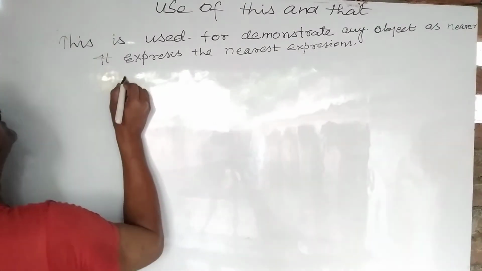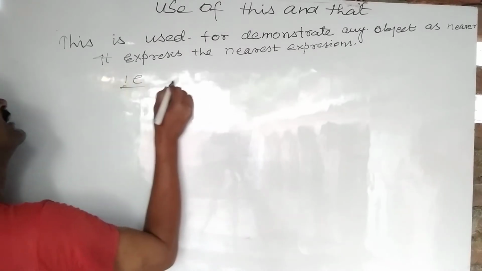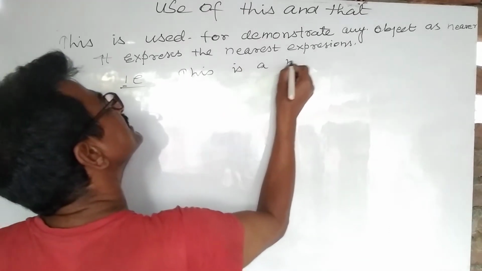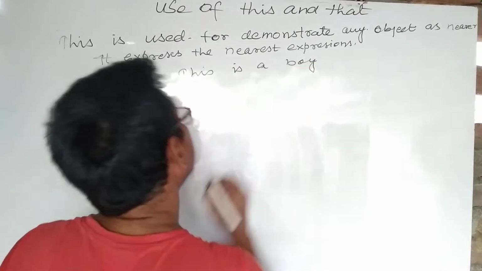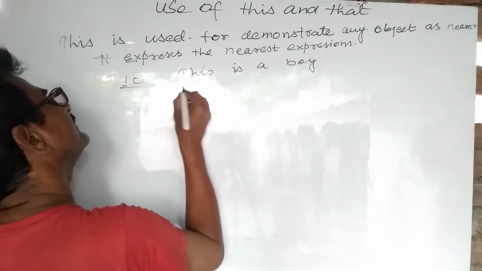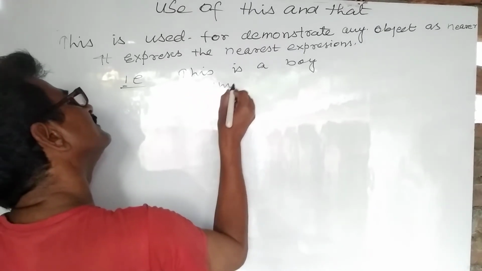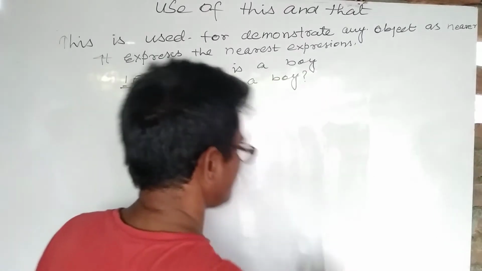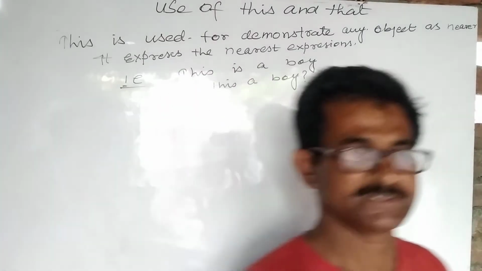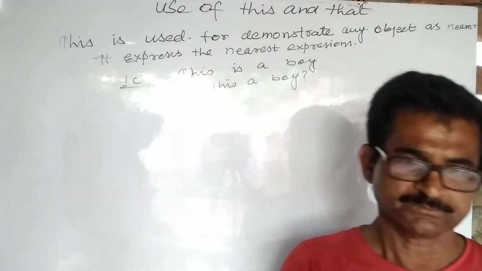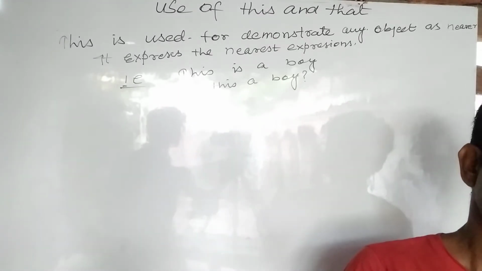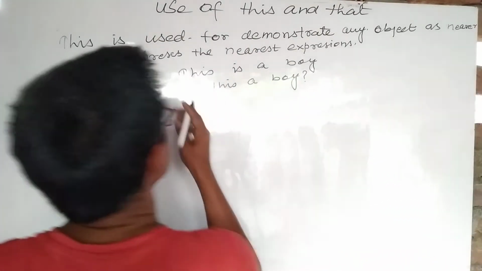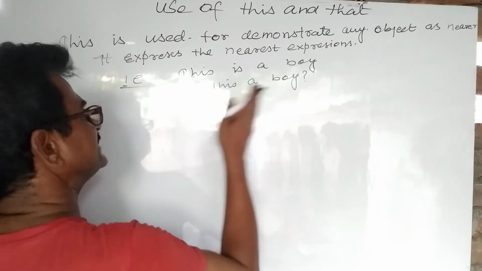Now for example, this is a boy. This is a boy, यह एक लड़का है. Is this a boy? But there are two conditions of this. Sometimes this, as in the example I have given you: this is a boy, is this a boy?